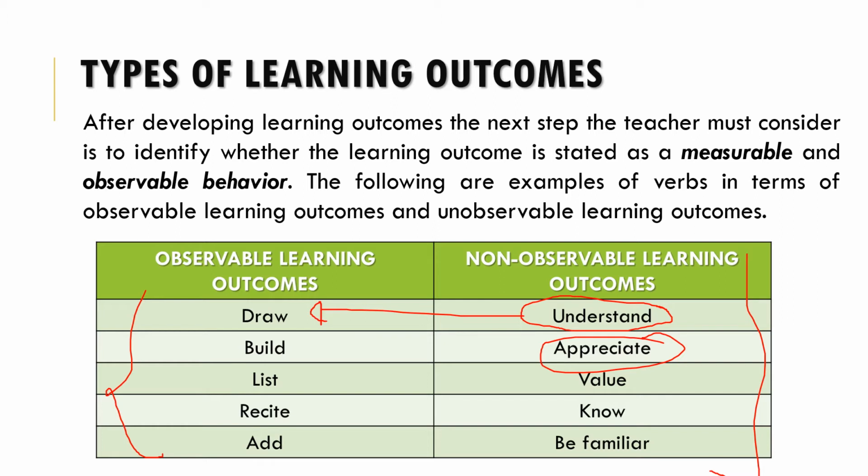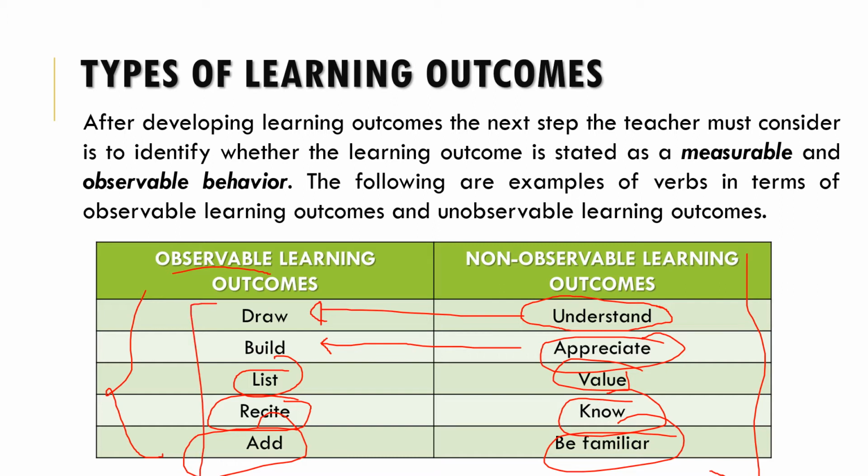So for you to appreciate, you have to of course build. Okay, that's observable learning outcome. Take note, this is observable, no? List is observable. When you are reciting, that is of course very observable, no? Compared to valuing and knowing. Okay. And then add, pwede. And of course, be familiar for here. So you can say that the major characteristic ng observable learning outcomes, they're specific. Pwede. Okay. And this one, they're very broad. Pwede pa natin ma-chop-chop. Okay.